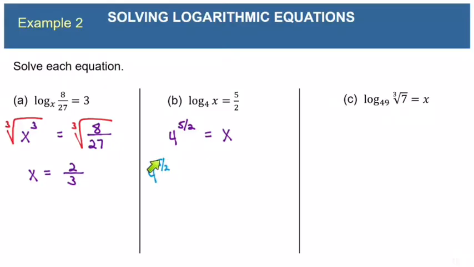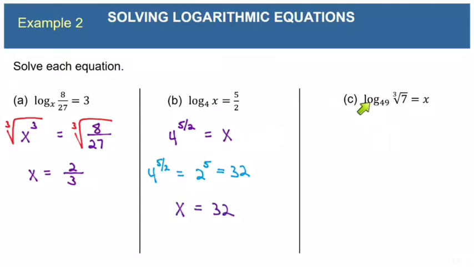Remember that the denominator of the exponent tells us what root we're taking. So the 2 represents the square root. And we'll say square root of 4 is 2. Now that's going to leave us 2 to the 5th because basically the 2 is used up. So the square root of 4 is 2. Now we have 2 to the 5th. And we know 2 to the 5th is 32. So the x that we were looking for is 32.